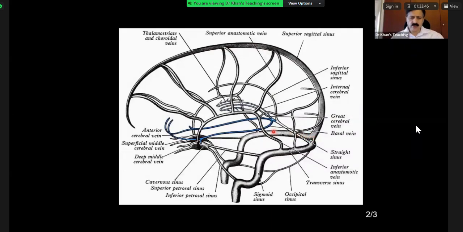From here, it becomes the transverse sinus, and it dips down. Here is the sigmoid sinus and the internal jugular vein. Anteriorly, of course, these are the cavernous sinuses, and there are also cortical veins right and left.